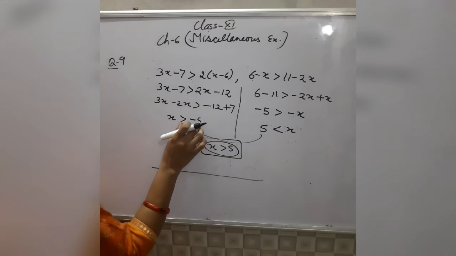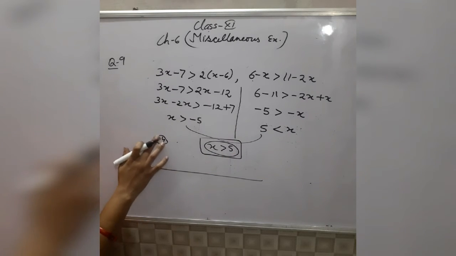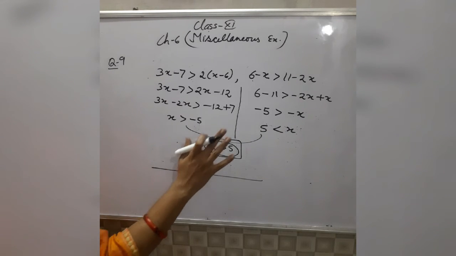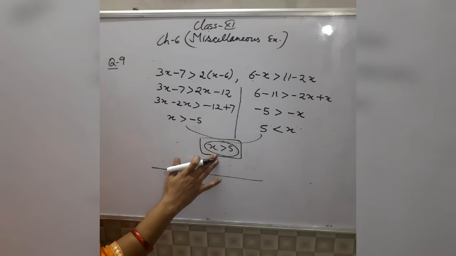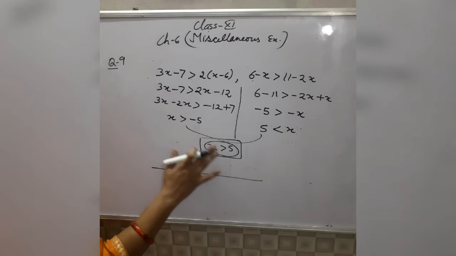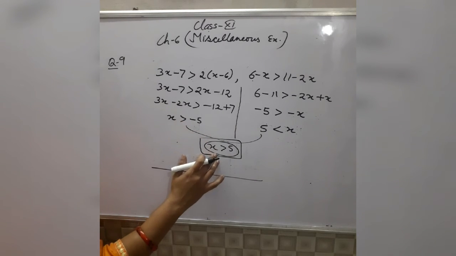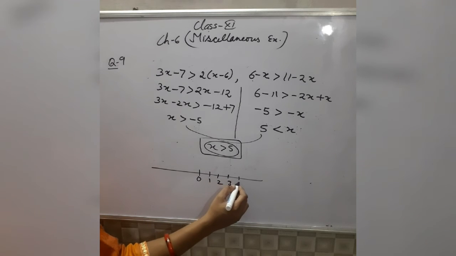Because if you are taking x greater than minus 5, suppose minus 4 is greater than minus 5, but this is not greater than plus 5. So you will take those values which are greater than 5 as well as greater than minus 5. So you will take x greater than 5, because this result is the combined solution of these two. And if you want to represent this on the number line, you can represent it in this way.